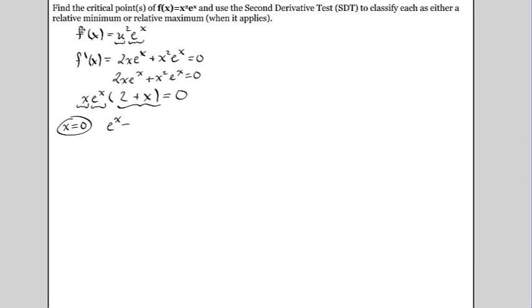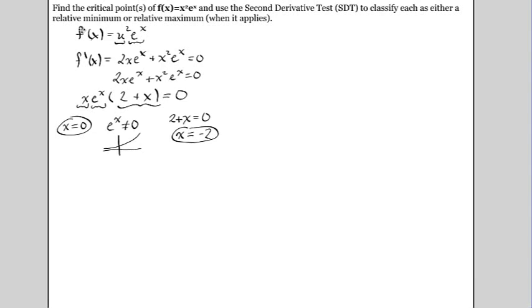The second, e to the x, never equals 0. Remember that the graph of e to the x never crosses the x-axis. 2 plus x equals 0 when x equals negative 2. This gives us a second critical point.